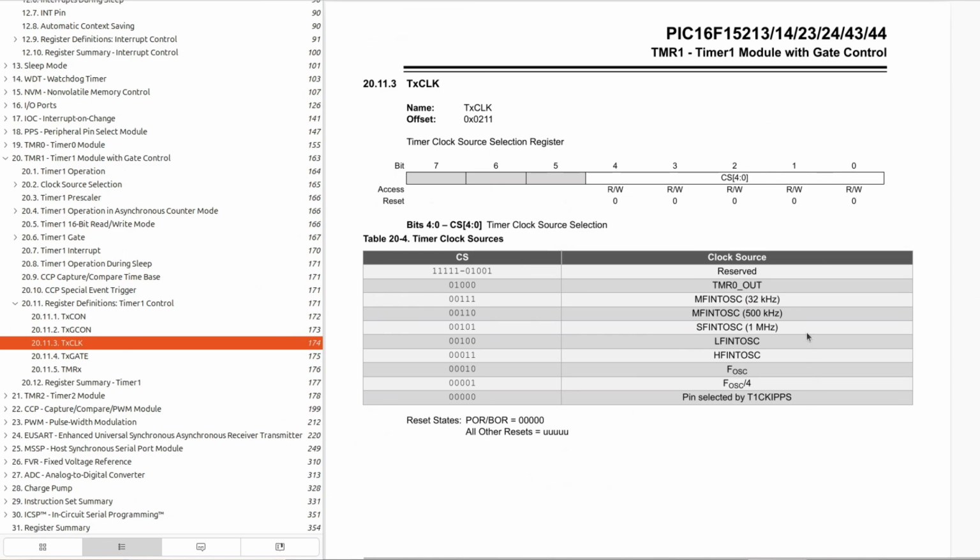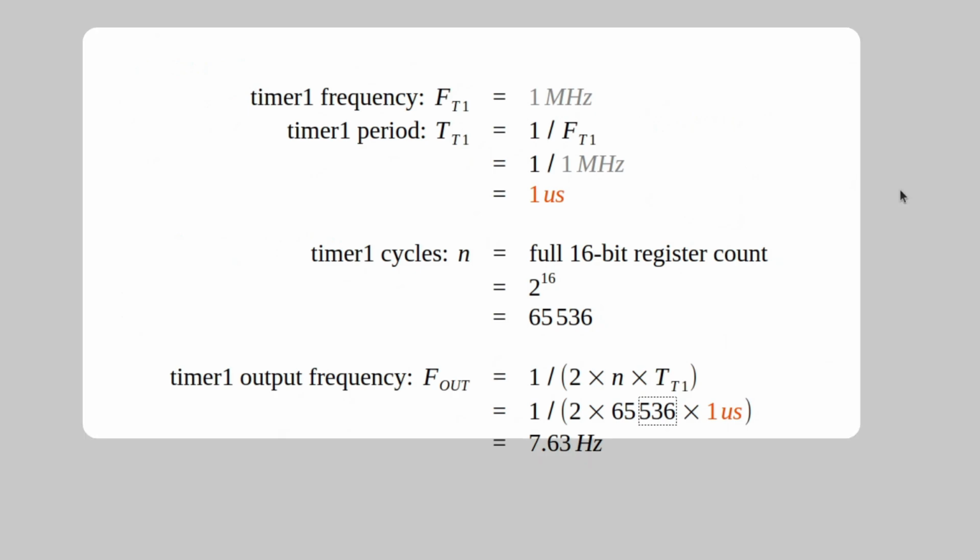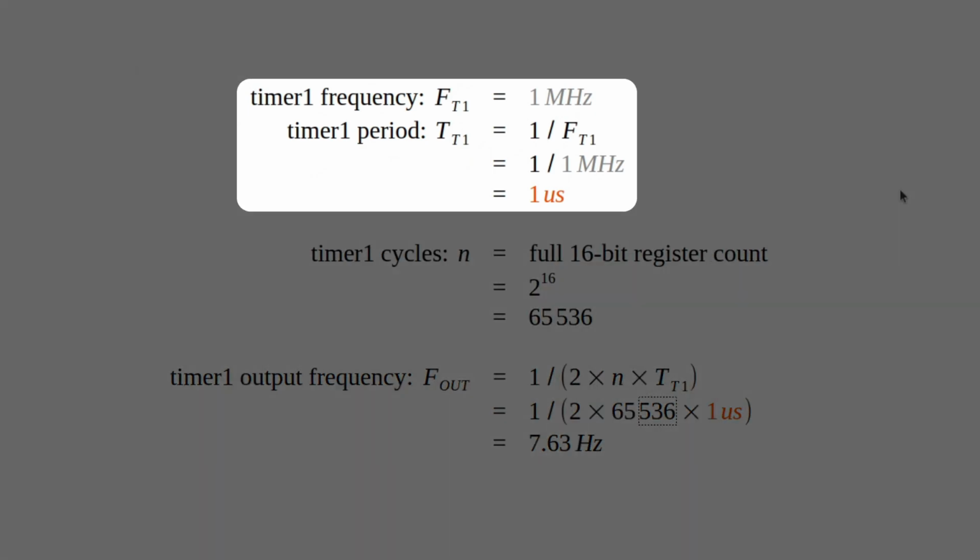Looking at the clock sources for Timer 1, we have 2 new options, a dedicated 1 MHz signal and a dedicated 32 kHz signal. Let's use the 1 MHz signal. Based on that, Timer 1's period is going to be 1 microsecond.